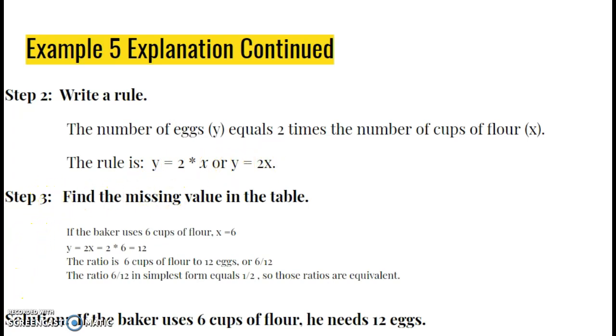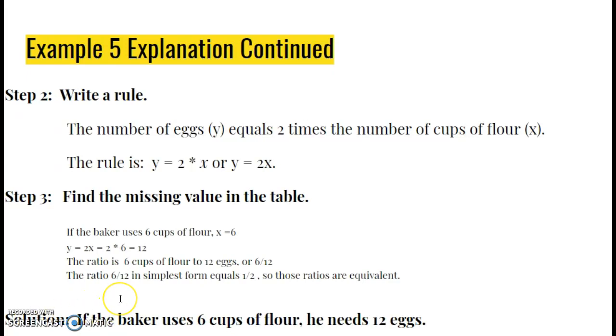We're going to find the missing value in the table. If the baker uses 6 cups of flour, x is equal to 6. So y is equal to 2x. If I replace that x with 6, 2 times 6 is equal to 12. So the ratio is 6 cups of flour to 12 eggs.